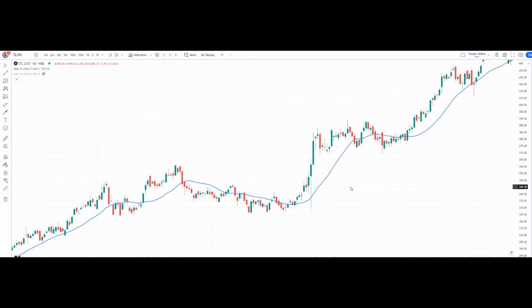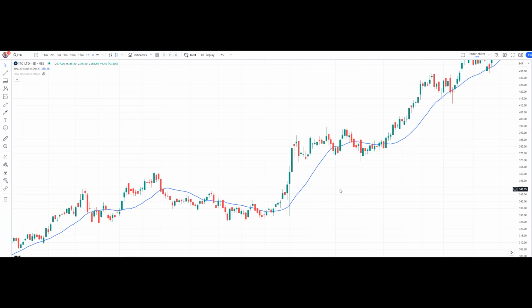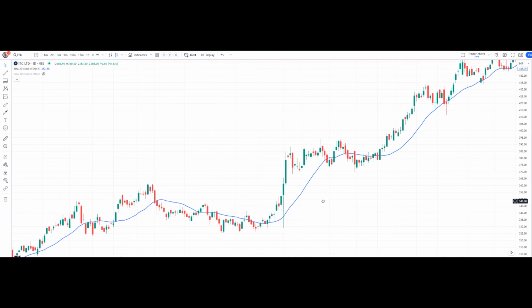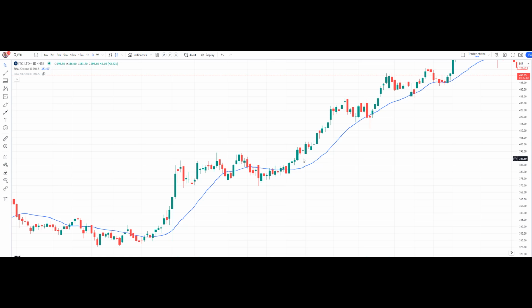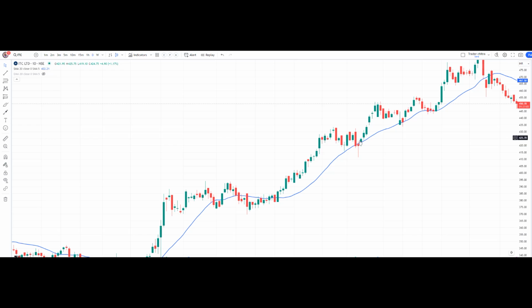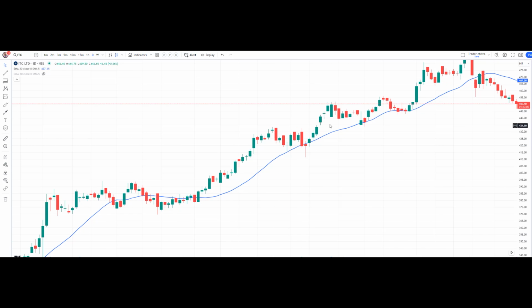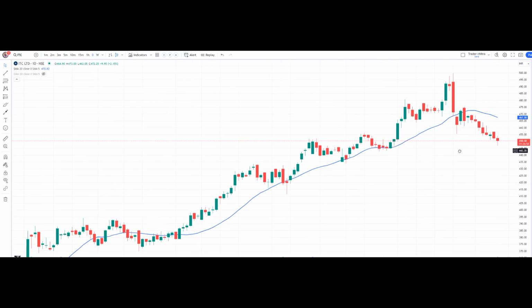This is the ITC stock. Here also this is a daily time frame. If the price stays above the 20 SMA, the trend is bullish. Here the price took support at the 20 SMA, so we can look for buying opportunities. After that also, we can see the price took support at the 20 SMA. Now we can see that currently the trend is bearish because the price gave a close below the 20 SMA.